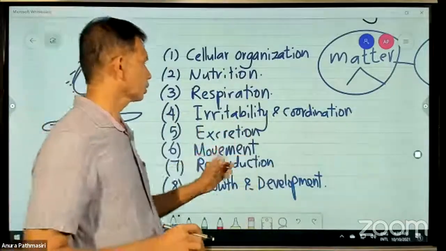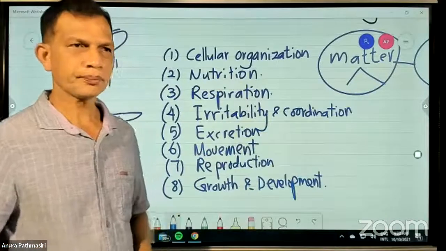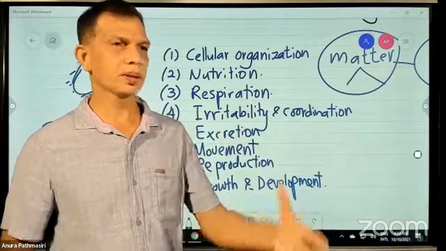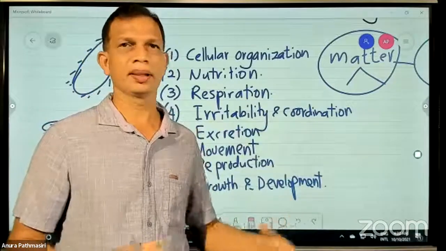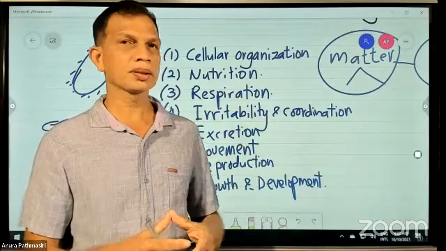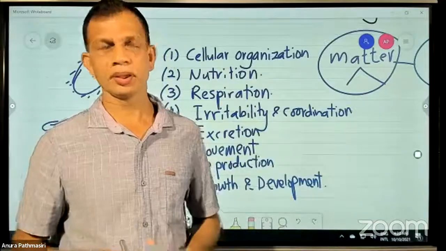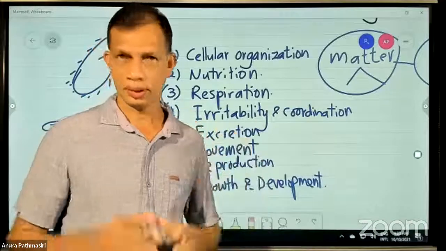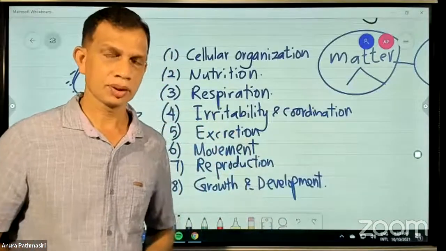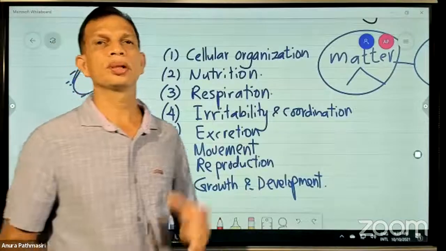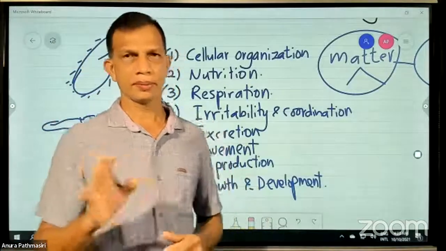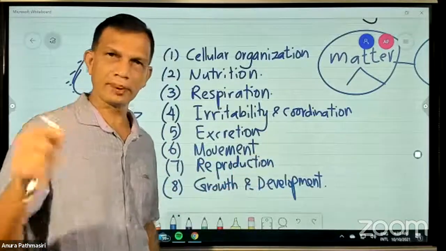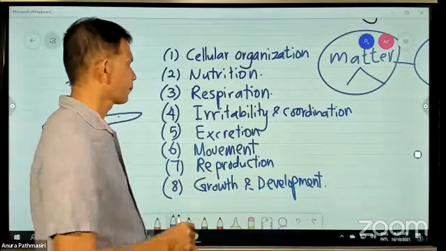Irritability and coordination. Excretion. When you think of a factory, there's production. There are some things happening inside the building, but there are some matters that you have to remove from the body. So excretion means the removal of matter which is not necessary to the particular cell from the body. So excretion is actually happening within the body cell.